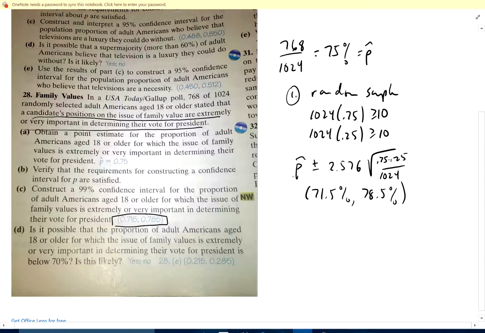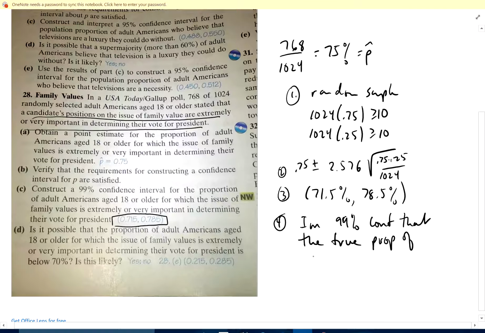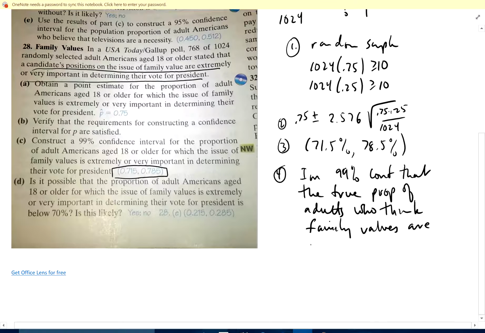So I'm looking for 1, 2, 3, only put 75% in here, and then 4, my interpretation is this: I'm 99% confident that the true proportion of adults who think family values are important in voting for president is between 71.5% and 78.5%.